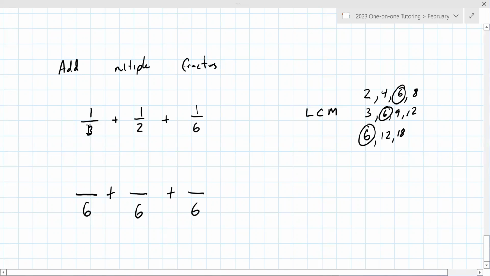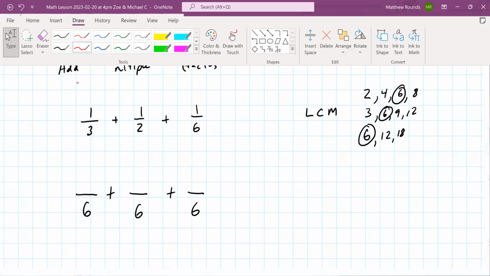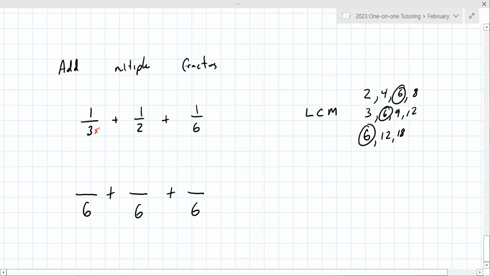What do you multiply 3 by to get to 6? The 3 up here, by what? By 2 to get 6. 3 times 2 is 6, and then 1 times 2 is 2. Okay, so this becomes 2 over 6.